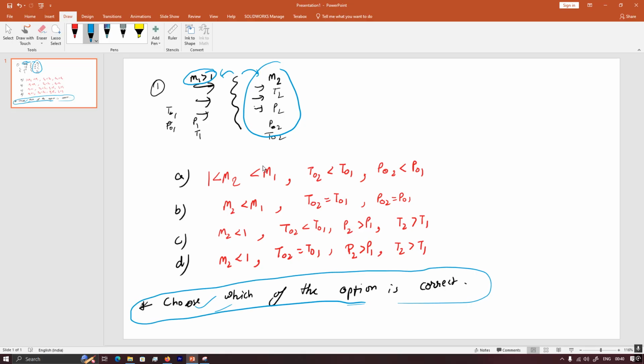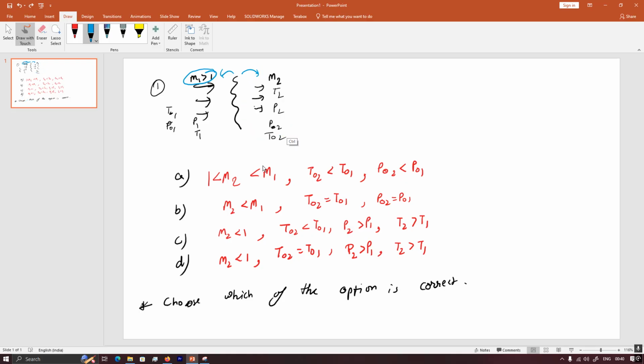We have already studied normal shock waves, right? So how do properties change? The first thing that should come to your mind is that upstream of the normal shock wave, your Mach will be greater than 1, supersonic, and after crossing the normal shock wave, it falls down to subsonic. So M2 will be less than 1. Just check which options have M2 less than 1. M2 is less than 1 here and here. In option A, M2 is given as greater than 1, so it can't be possible.